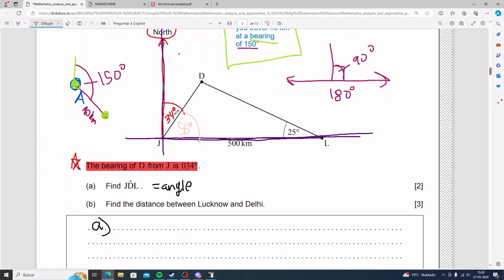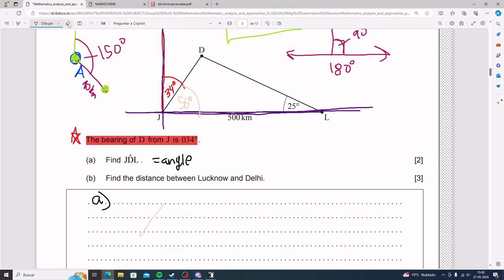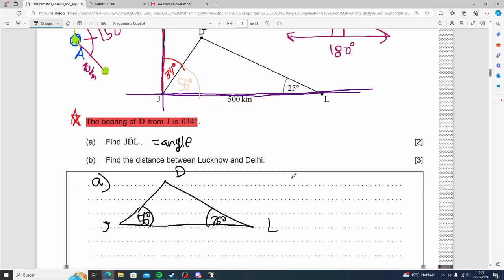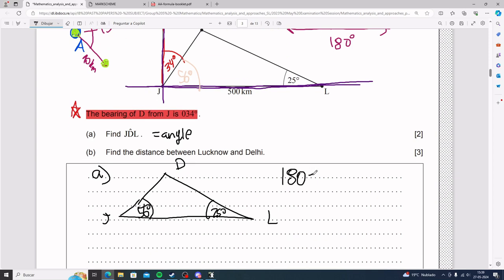And so now the triangle that you're trying to handle is basically one that goes like this. Let me use a different color. It's one that goes D, L, and J. You know that this is 56. You know that this is 25. And you know that the angles inside a triangle add up to 180. So 180 is going to equal x plus 56 plus 25 degrees.